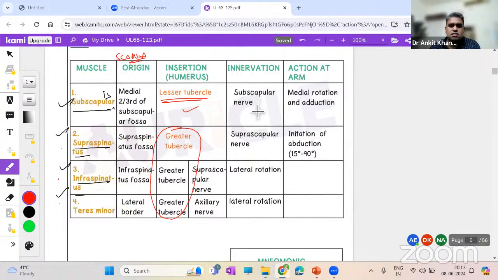The nerve supply: subscapularis is supplied by the subscapularis nerve, both upper and lower branch. Supraspinatus and infraspinatus are supplied by the suprascapular nerve, and teres minor by the axillary nerve. And these are the actions. There's also lateral rotation.